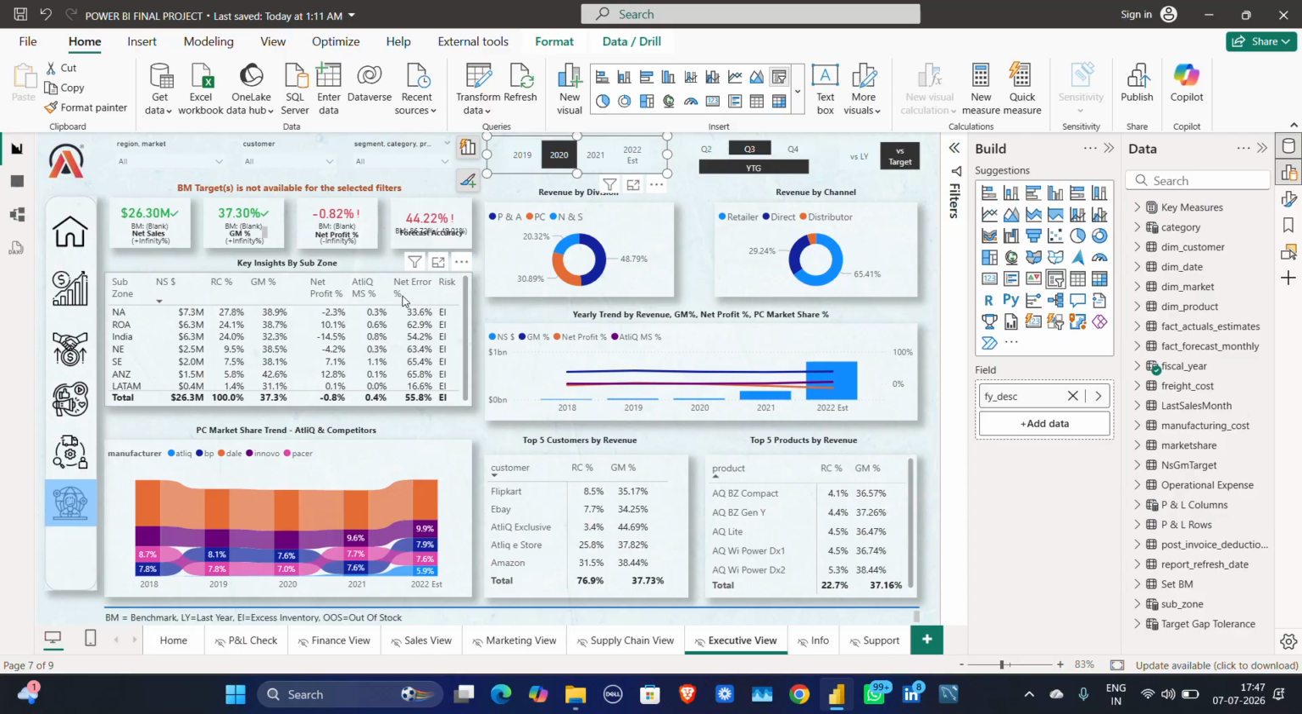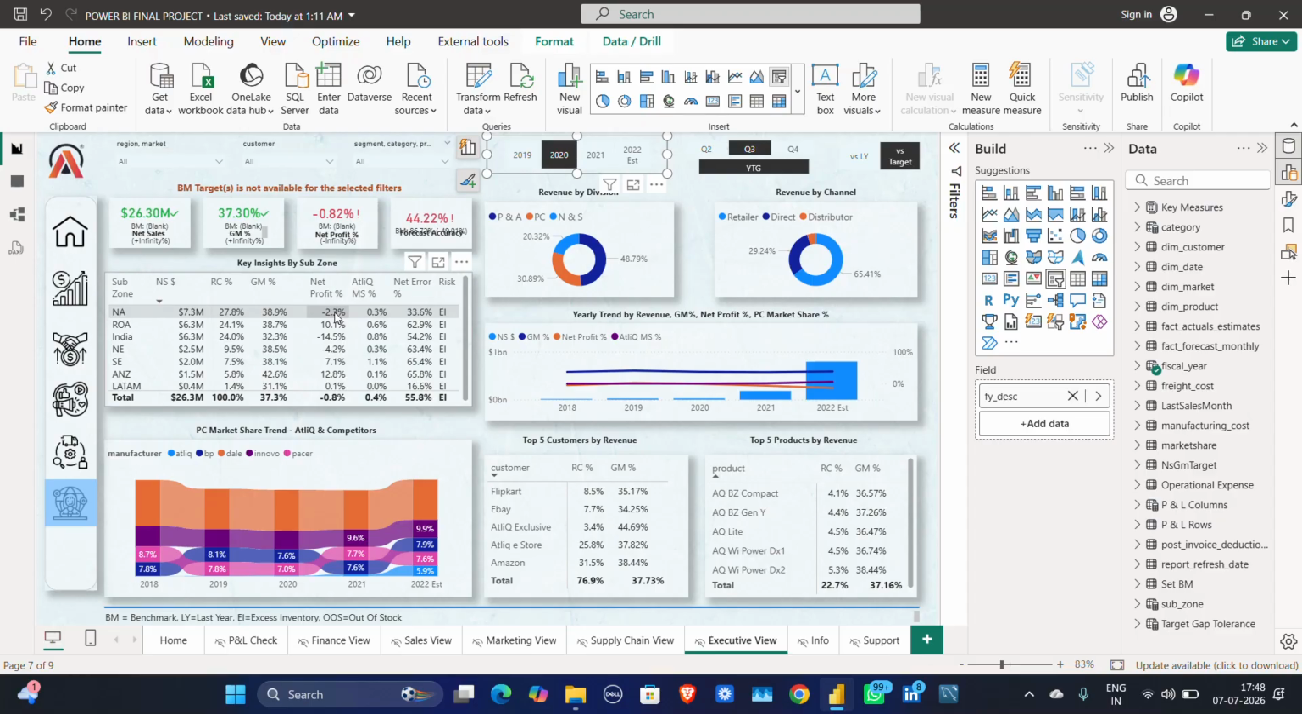For example, if one region generates strong sales but has a poor net profit percentage, the management can investigate whether higher operational costs or pricing strategies are reducing profitability. Similarly, if another region has high forecast error, it may indicate that demand planning or forecasting processes need improvement.